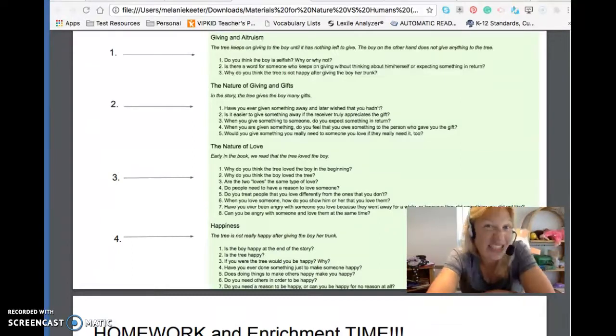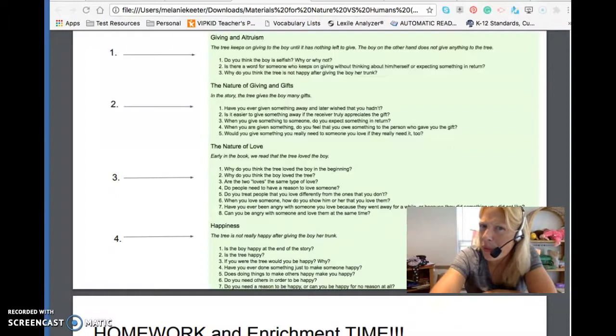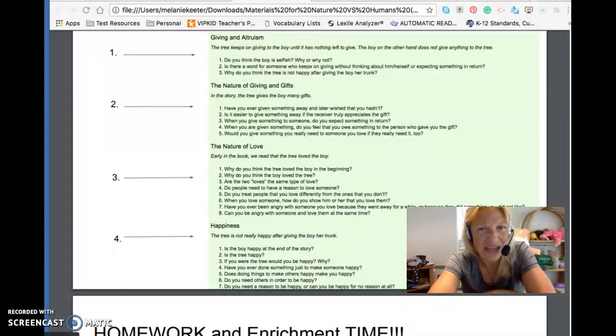Number 1, do you think the boy is selfish? Why or why not? Number 2, is there a word for someone who keeps on giving without thinking about himself or herself or expecting something in return? Or number 3, why do you think the tree is not happy after giving the boy her trunk? Pause, pick a question, read and write a response or talk about it now.